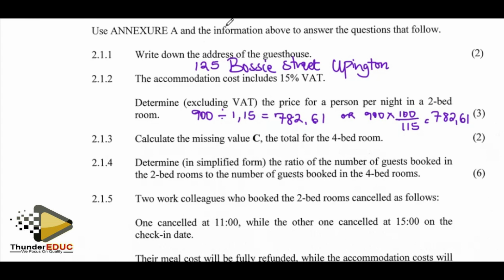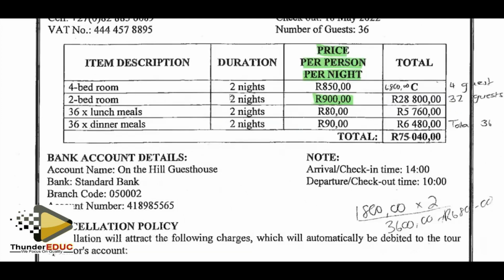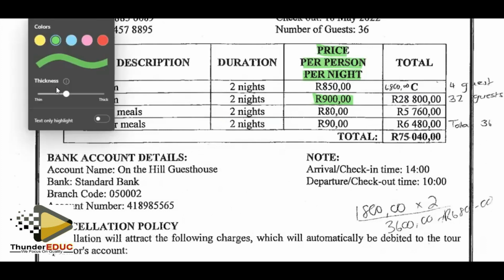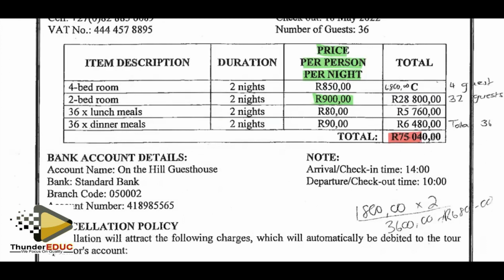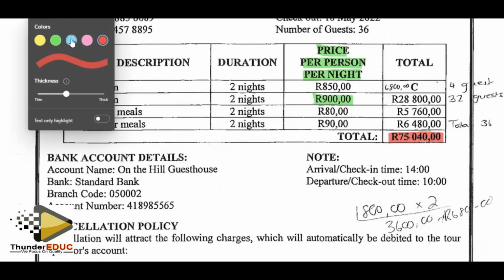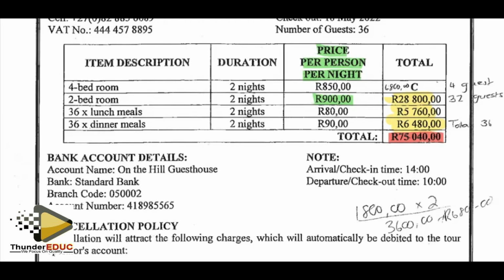Look at the missing value of, say, the total for 4-bedroom. So all we are going to do, let's go to the next page and we shall analyze. Look at this. We already have the total. So simply meaning when you add all these values here, it should give you 75,040 rands. So what's the value of C?